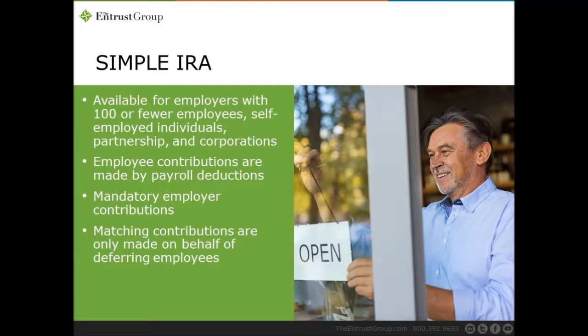But SIMPLE IRAs, for all intents and purposes, are available for employers with 100 or fewer employees that have received $5,000 in compensation. In other words, if you have more than 100 employees, you've got to take a look at what their compensation is to determine whether or not you're eligible to have a SIMPLE plan. But if you have fewer than 100 employees, then you should be able to establish a SIMPLE IRA program at your business. Again, you have to be a business to establish this particular plan.